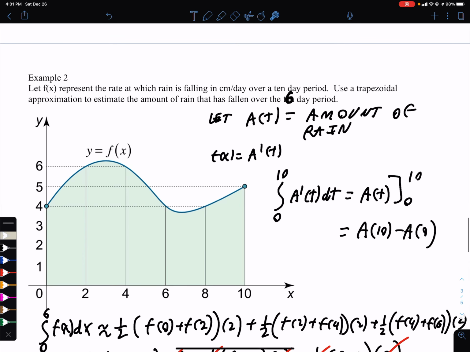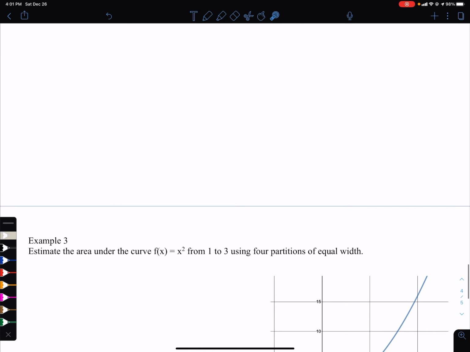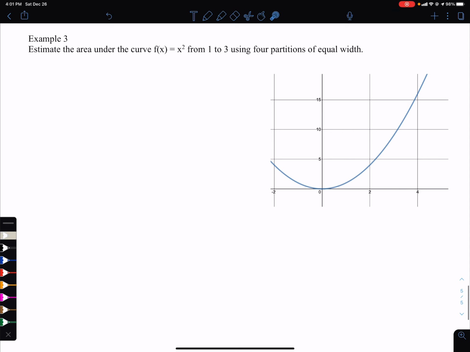So that's example 2 when you have a graph. Example 3, you're only given a function. This on the right, they don't have to give that to you. I drew that in there to help you visualize what's going on.